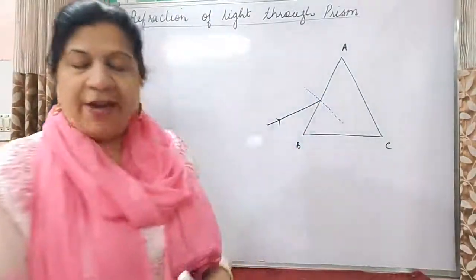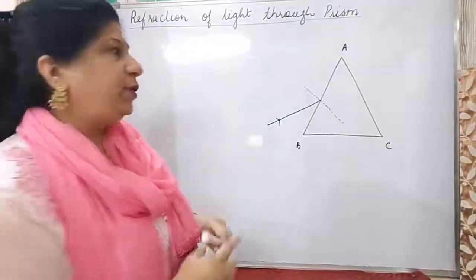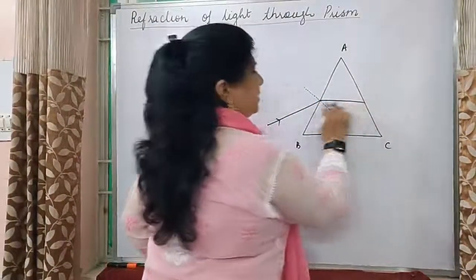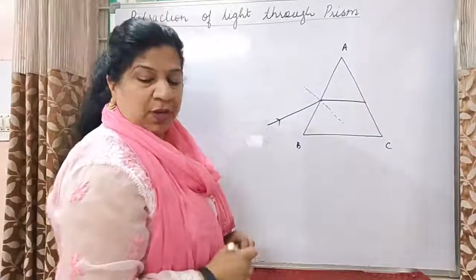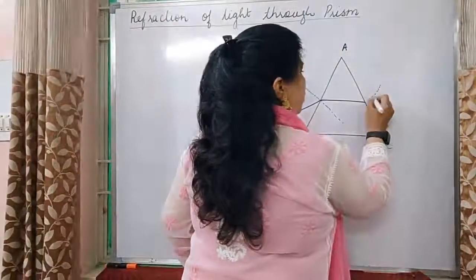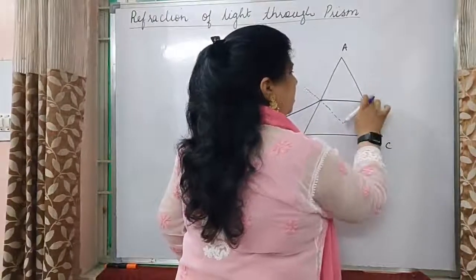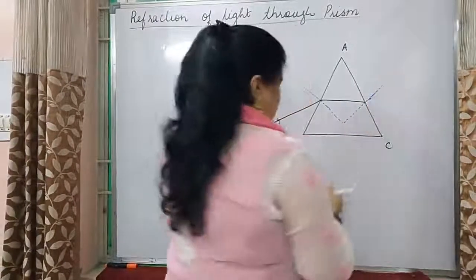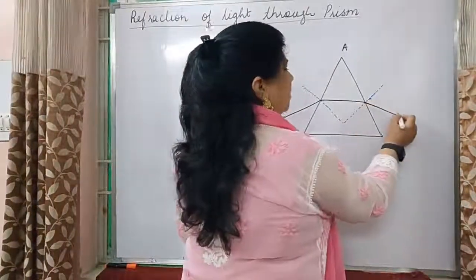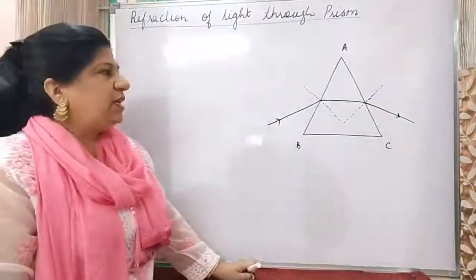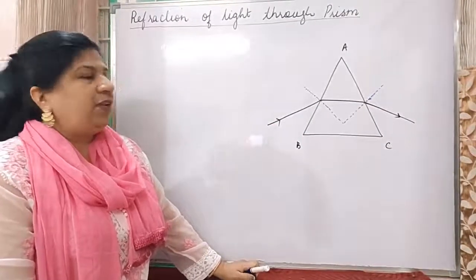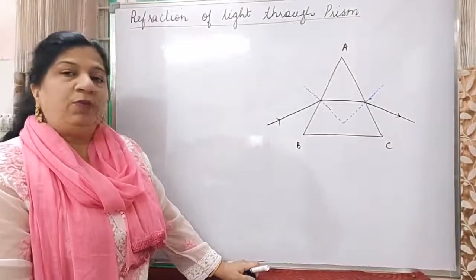When a light ray enters from rarer to denser medium, it bends towards the normal. Here, it's bending towards the normal. And when it is reaching here, again I am drawing a normal on this point. And when it is going out, it is moving away from the normal. So this is the refraction of a light ray incident on a prism and moving away.